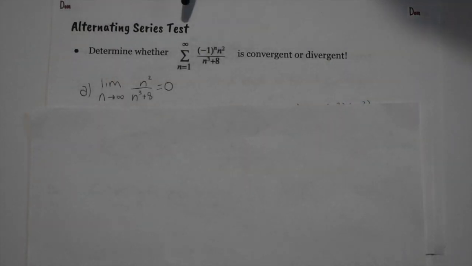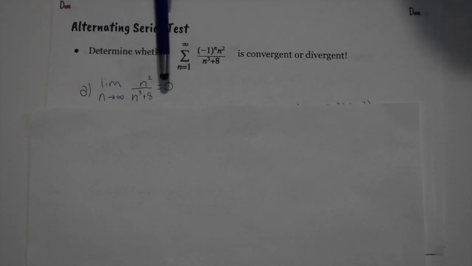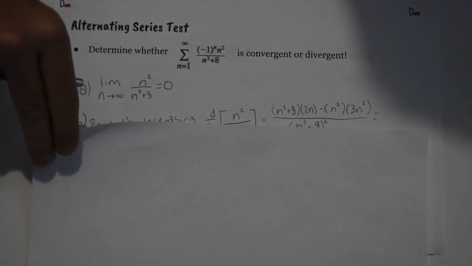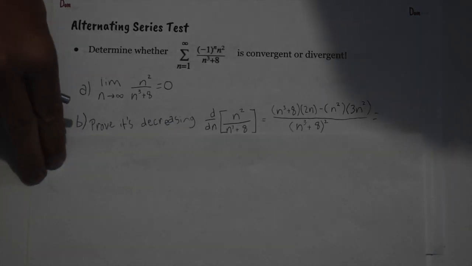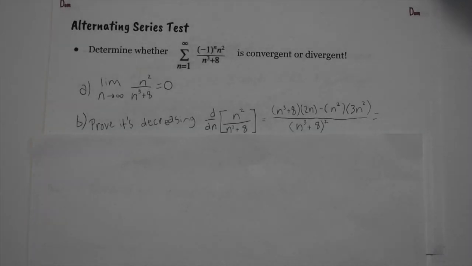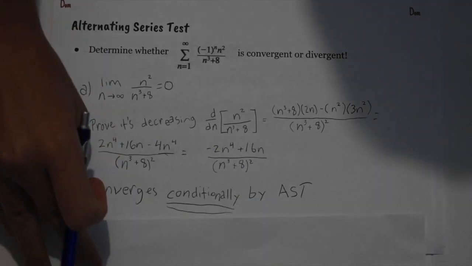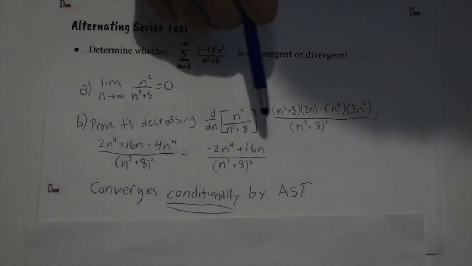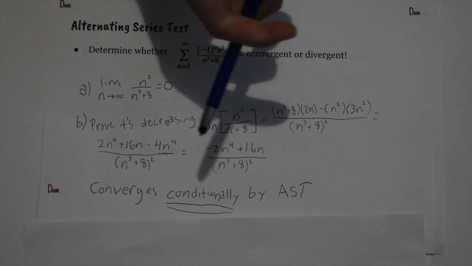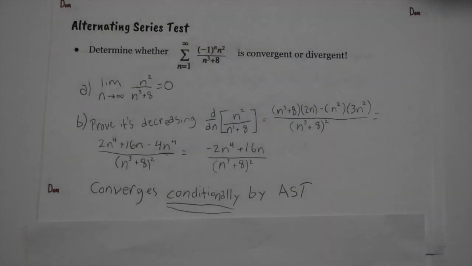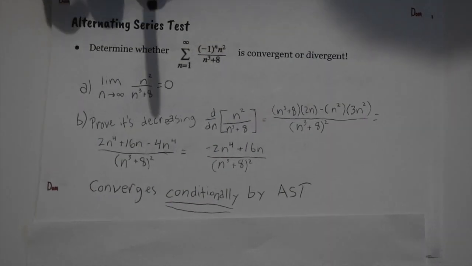There are two conditions that have to be met when using the alternating series test. The limit as n goes to infinity of this guy has to equal 0, and nicely it does, and it has to be decreasing. This guy's a beast to prove whether it's decreasing. We just take the derivative of the absolute value of this guy and work down its derivative, and we see that its derivative in the end is negative, so it must be decreasing. It must converge conditionally by the AST.